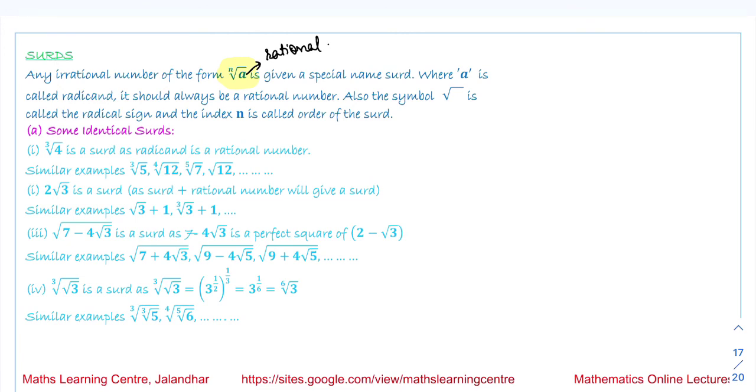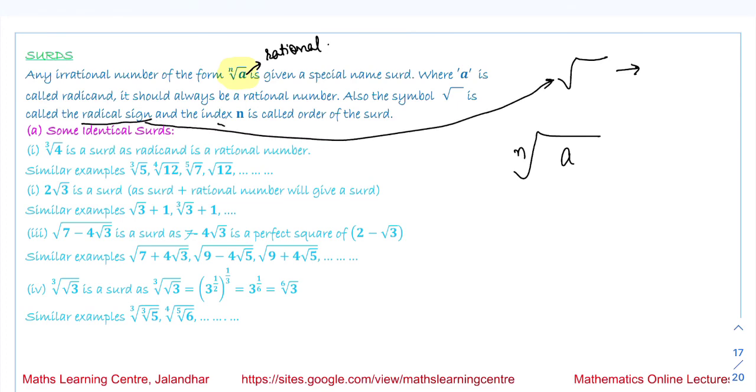So we are saying it is nth root of a. This sign, we call this the radical sign. This sign is called the radical sign. N is called the index or order of the surd, and a is called the radicand.